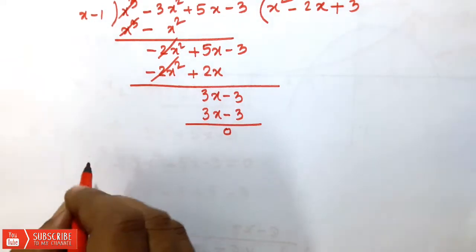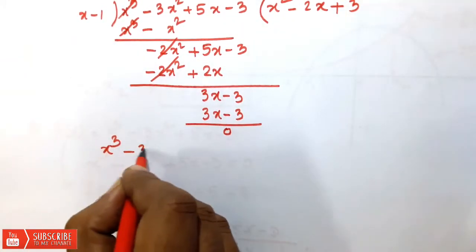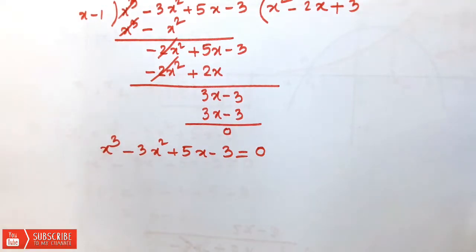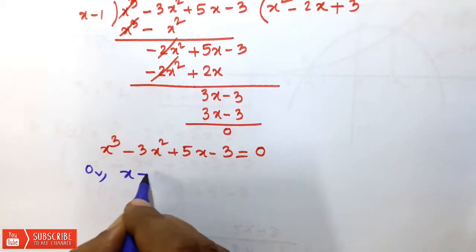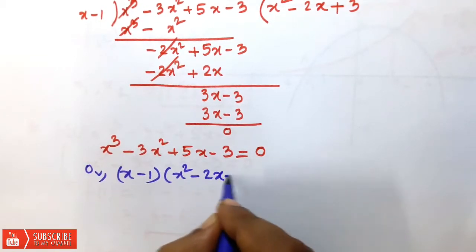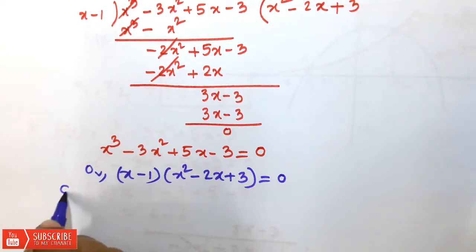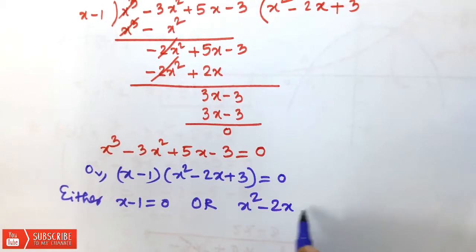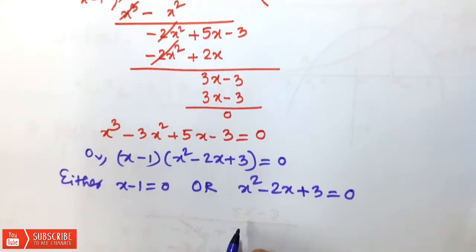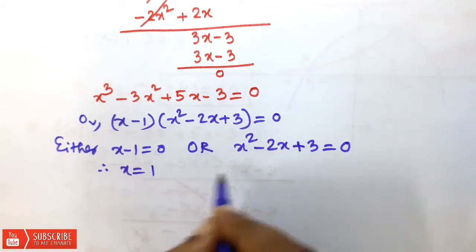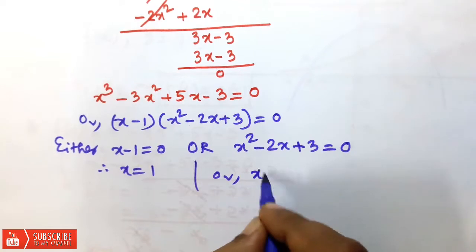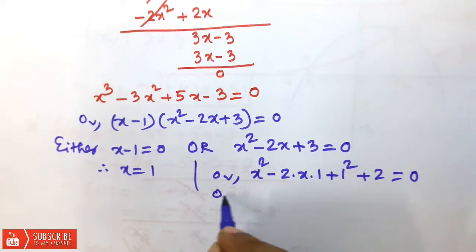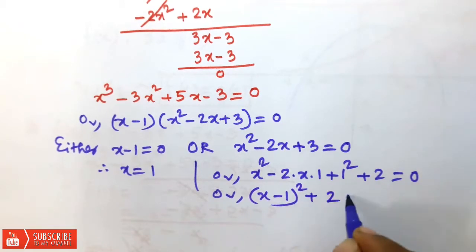Now what was our equation? The equation was x³ − 3x² + 5x − 3 = 0. From this we are getting (x − 1)(x² − 2x + 3) = 0. From where either x − 1 = 0 or x² − 2x + 3 = 0. So from this we get x = 1, or from this one, x² − 2x + 1 + 2 = 0, or (x − 1)² + 2 = 0.